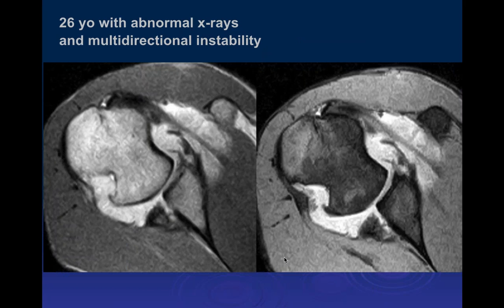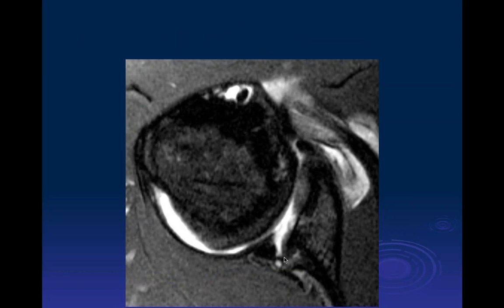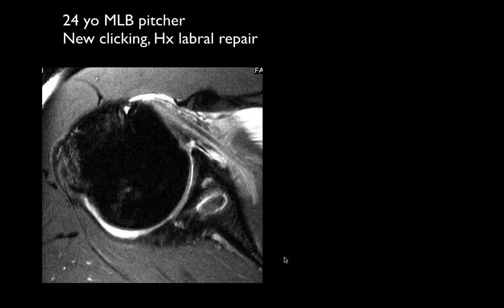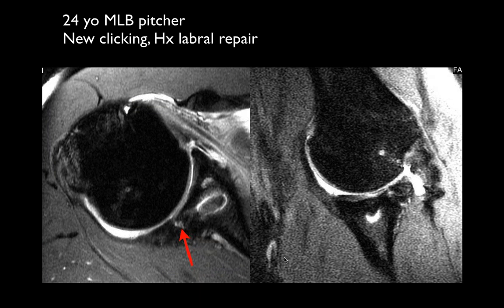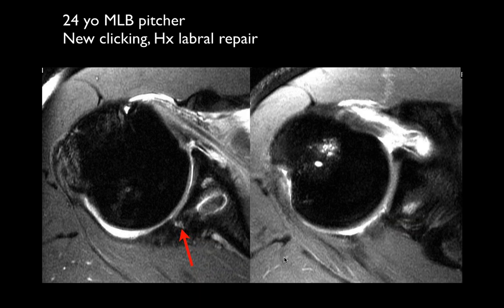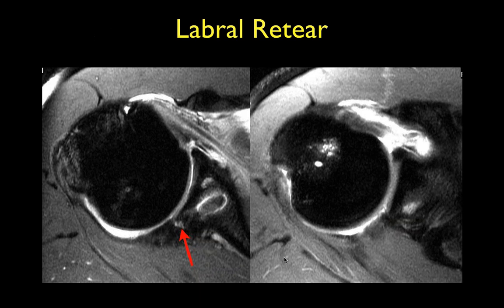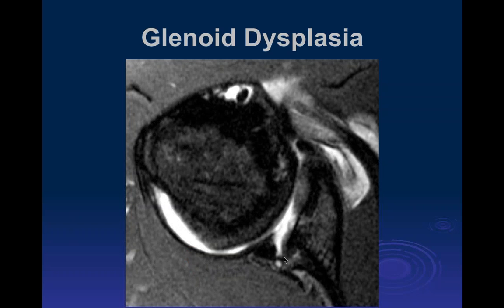Quick question on the previous case. You said it was a Hill-Sachs deformity, but that's from anterior dislocation, and this one has posterior instability, right? This patient had both. This patient had multidirectional instability, with both anterior and posterior dislocations. Pretty rare example.